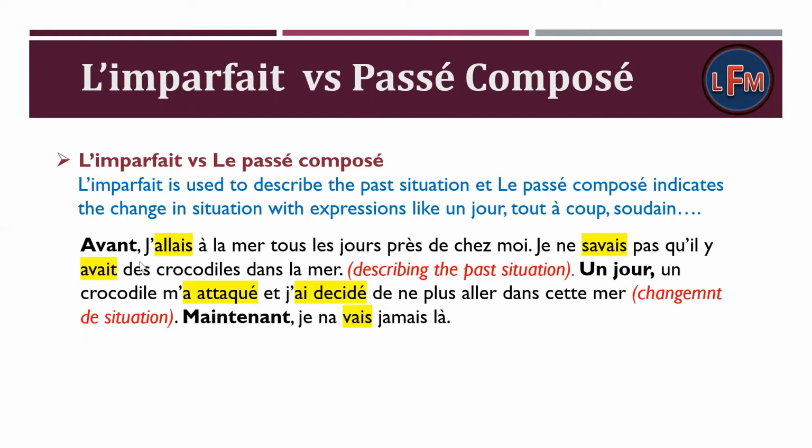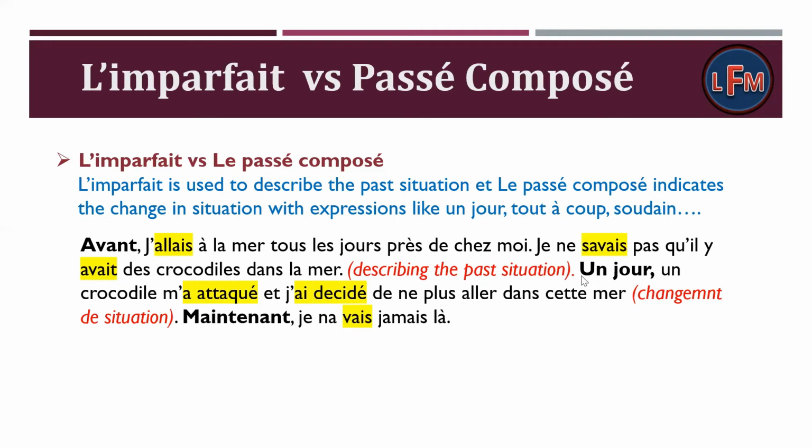Let's take an example. Avant, j'allais à la mer tous les jours près de chez moi. Before, I used to go to the sea every day near my home. Je ne savais pas qu'il y avait des crocodiles dans la mer. I did not know that there were crocodiles in the sea. Here we are describing the past situation, that I went to the sea every day, and I did not know that there were crocodiles in the sea.